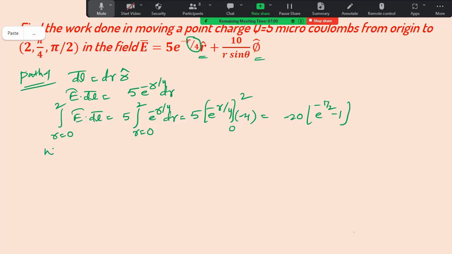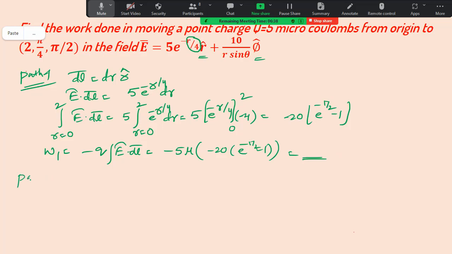The related work done W1 is equal to minus q times the integral of E bar dot dl bar. So minus q means minus 5 micro multiplied with the integral value. So it is equal to some work you will get.